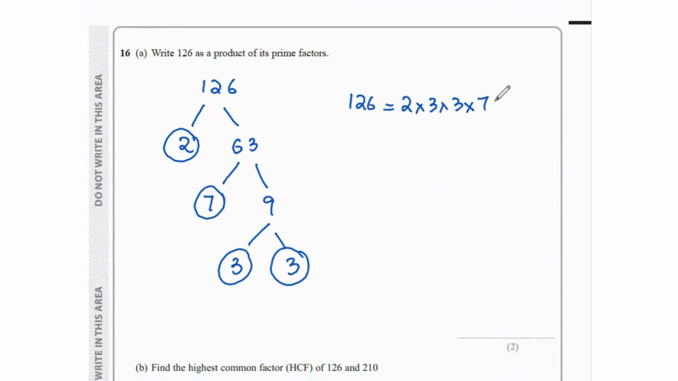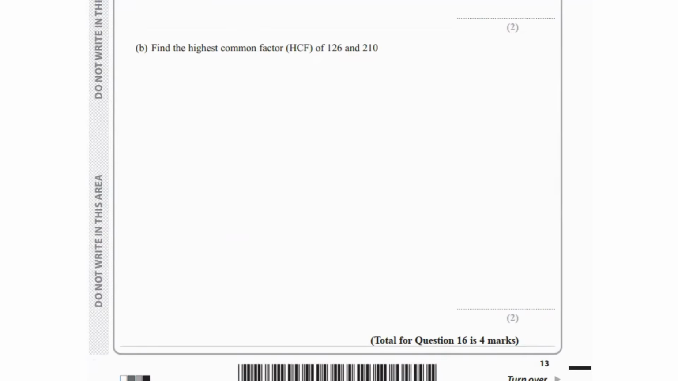If you want to write it as 2 times 3 squared times 7, that is also correct. Then we have to find the highest common factor of 126 and 210. So 126 was this.